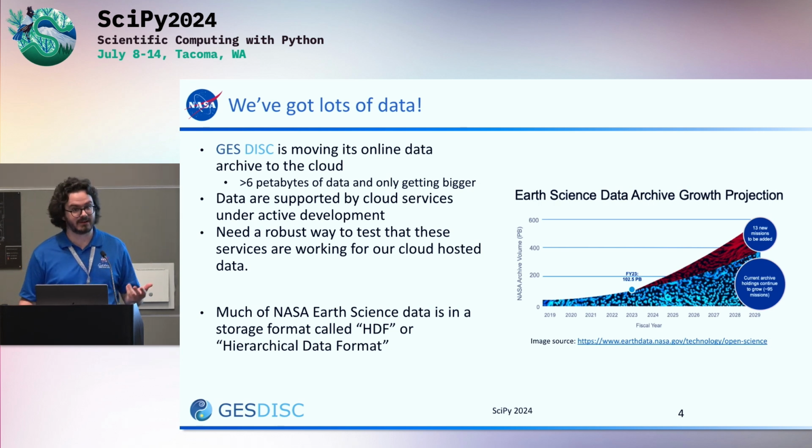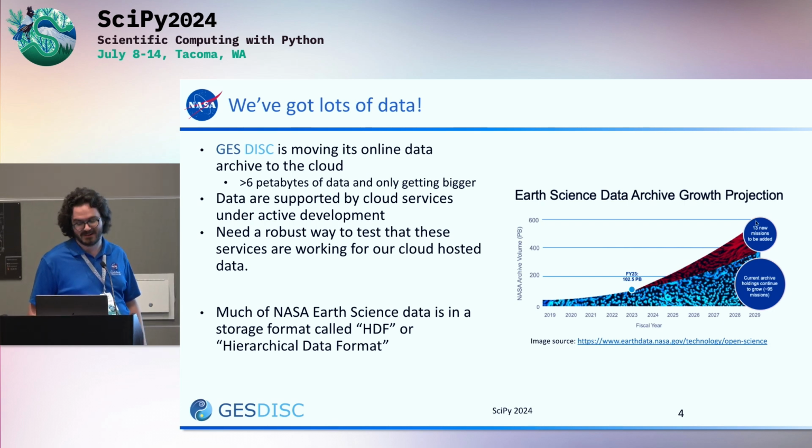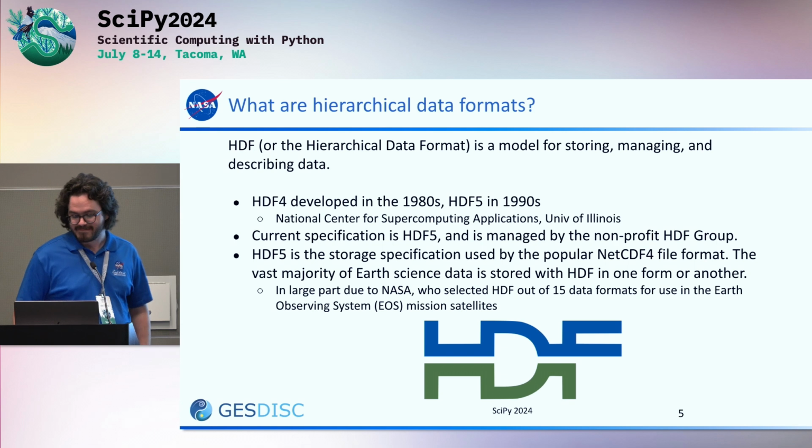format that most of our data is stored in, which is called HDF, or the Hierarchical Data Format. This is also here a fun graph to show. This is the current data holdings across all the NASA archives. We're at about 100 petabytes currently, and growing over the next decade or so, especially with new missions being added, to about 600 petabytes. So this is a problem that is hard to get ahead of because it just keeps coming.